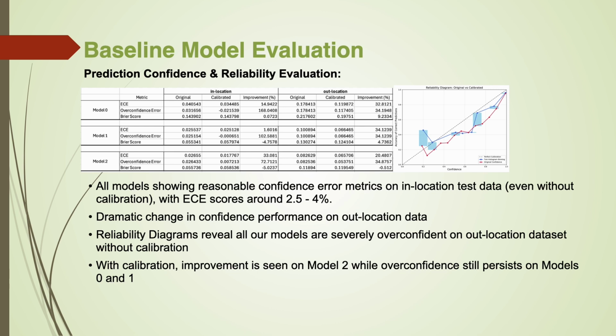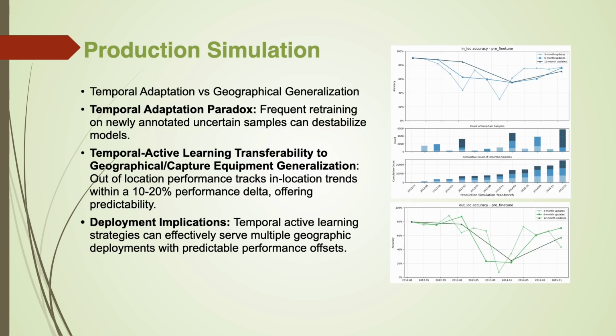Using reliability diagrams, we found that Model 2 had the best response to our project's TVA calibration method, which makes it the most suitable candidate for production simulation. We finally used the rest of the images for production simulation to analyze the behavior of our project's pipeline post-deployment.